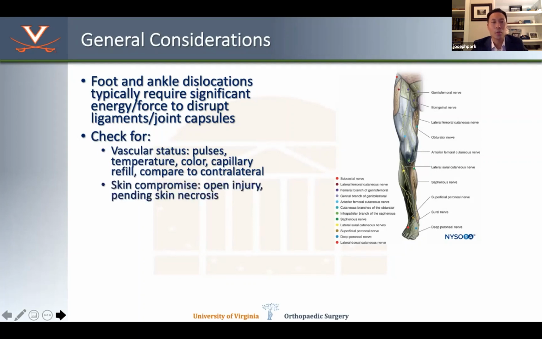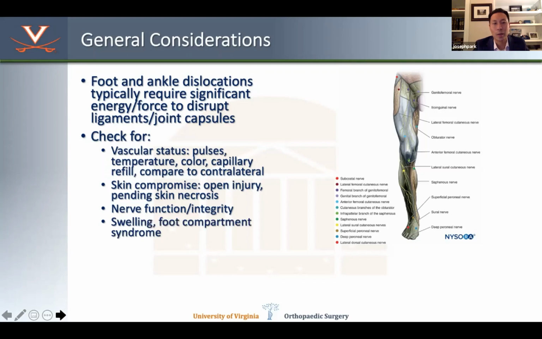If there's any issues with skin compromise, if there's an open injury or pending skin necrosis, which can happen in some of these bad dislocations, that's when you need to start thinking quickly about getting these dislocations reduced. Check the nerve function. Sometimes these patients will have a pretty profound nerve deficit. Hopefully it's transient, but sometimes the quicker you get them reduced, the better they are in returning that nerve function.